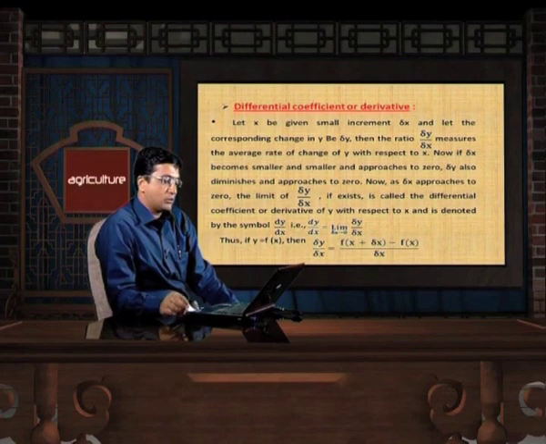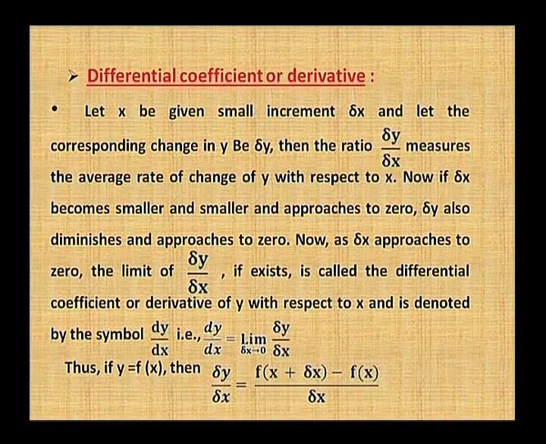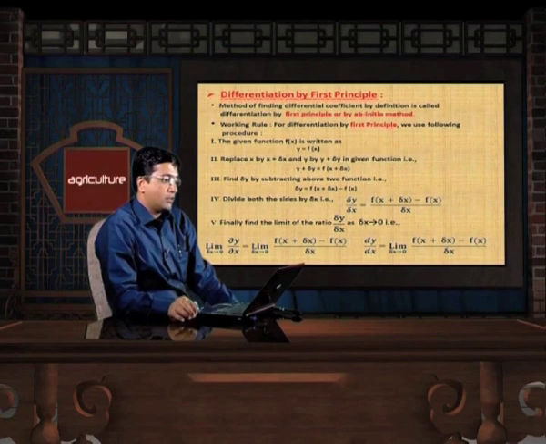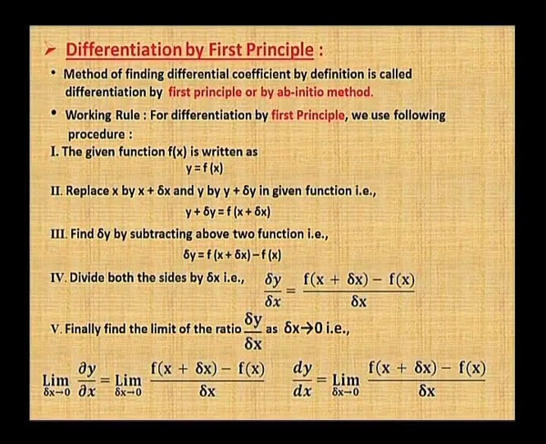Thus, if y equals f(x), then delta y upon delta x equals f(x plus delta x) minus f(x), divided by delta x, where delta x is a small increment. Differentiation by first principle: the method of finding the differential coefficient by definition is called differentiation by first principle or the ab initio method.